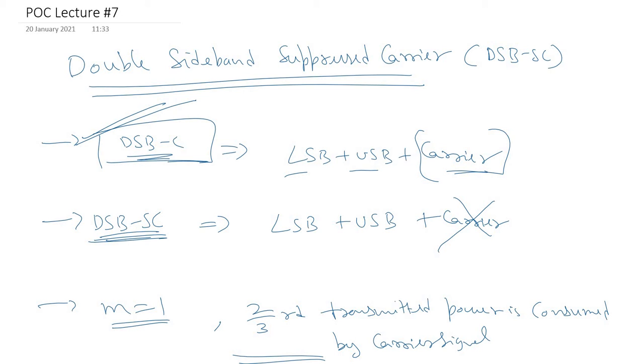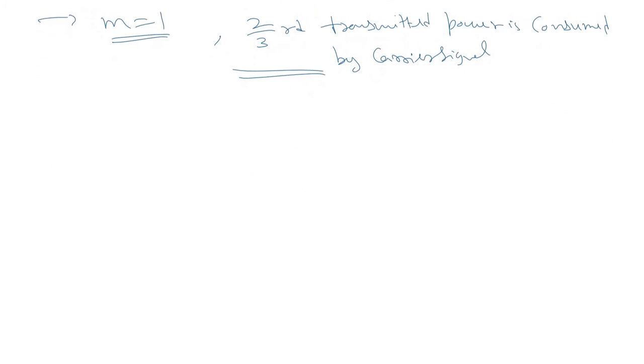Now, to improve the power efficiency for amplitude modulated signals, we move on to double sideband suppressed carrier type of signals, where we suppress the carrier and we transmit only the lower sideband and the upper sideband, which contain useful information. So instead of transmitting the full conventional AM signal, the carrier is suppressed. Alright, this is the concept behind double sideband suppressed carrier type of signal.